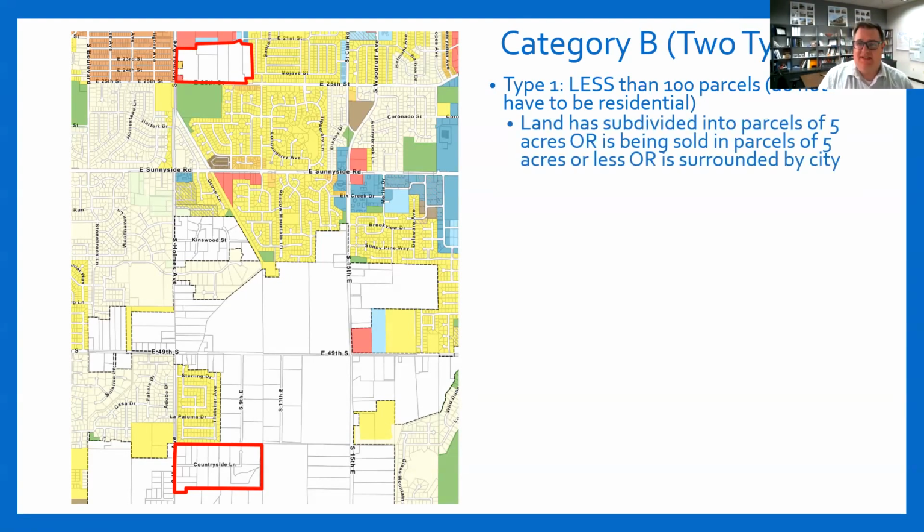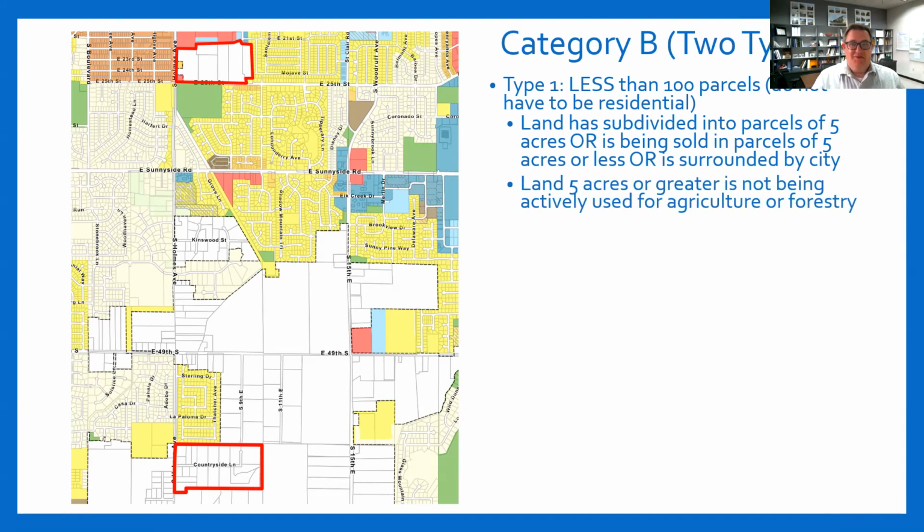Now, there also has to be certain things happening on that land. The land has to have been subdivided into parcels of 5 acres or less, or it's being sold in parcels of 5 acres or less, or it's surrounded by the city again. Now, that subdivision or selling of parcels really comes back to the idea that this land is being developed or is ready to be developed. And if it's in that area of impact, then as Mike was talking about, it ought to be in the city. The city has the services to service it, and everything happening around that is in a city. And so the state authorizes the city to consider annexing those lands.